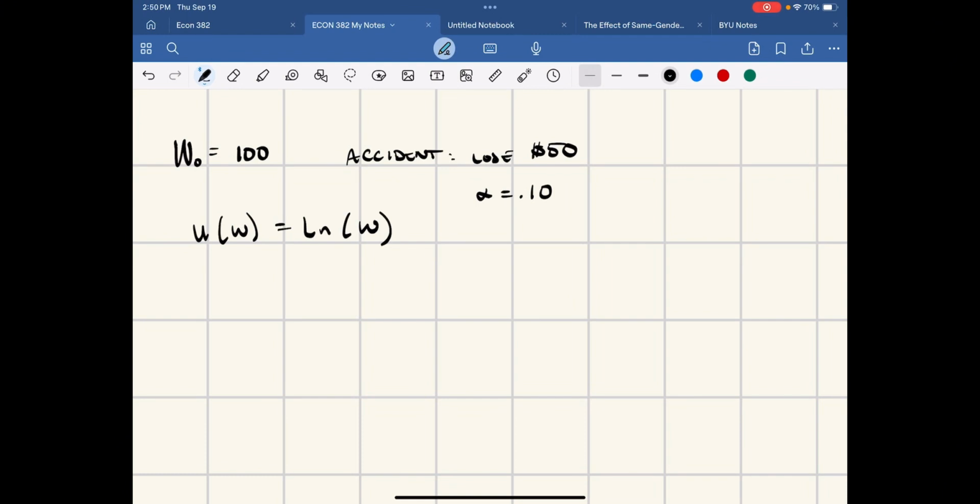All right, here's our example written out in a little more detail. So the initial wealth is $100. If the accident occurs, the individual loses $50. The accident occurs with a 10% probability, and our utility function is a log of W.